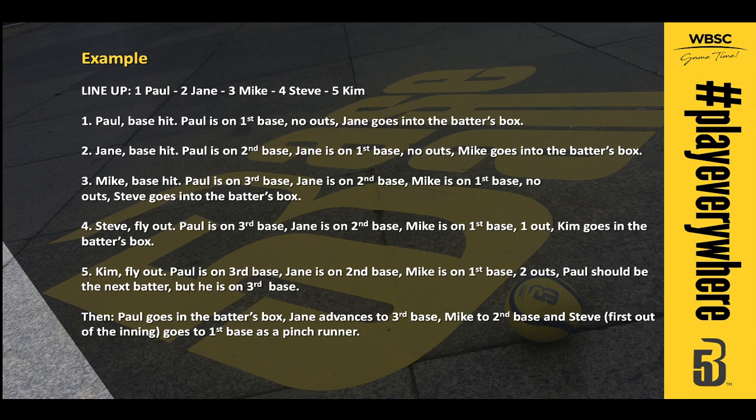So in this case, Paul leaves third base, goes into the batter's box, Jane advances from second to third, Mike goes from first to second, and Steve becomes the runner at first base as a pinch runner. And it's Steve that goes there because he was the first out of the inning. Now, I know it's a little bit confusing, but really all it'll take is it happens one time and you become very familiar with it. And it's just a way that you can keep the game moving and still have just 5 players on your team.